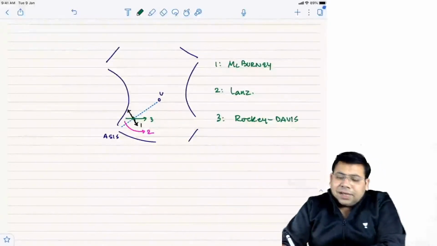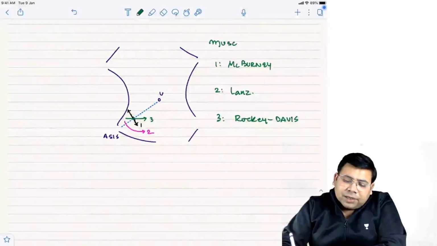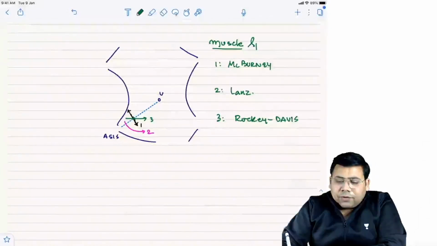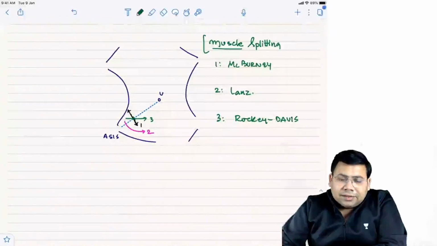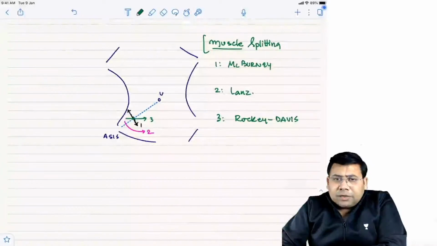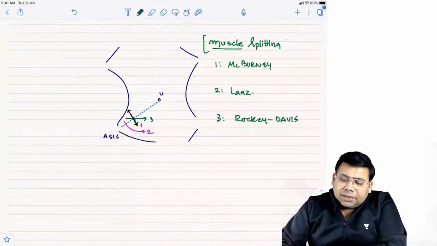But they are the 3 classical muscle splitting incisions. The question was this year in INI-CET, what are the muscles we split? External, internal, transversus. Yeah, we do split them. So external oblique, internal oblique, transversus abdominis, and then we go down. So muscle splitting incision.